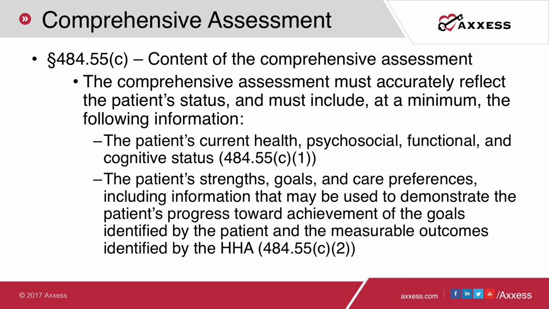Next, we see the content of the comprehensive assessment, and we see some new information here. We see here that the comprehensive assessment must accurately reflect the patient's status and must include at a minimum the following information. We see the patient's current health, psychosocial, functional, and cognitive status. Now, psychosocial status refers to an evaluation of his or her mental health, their social status, and functional capacity within the community by looking at issues surrounding both their psychological and their social condition. For example, their education, their marital history. And that's intended to screen for potential issues that might complicate or interfere with the delivery of the agency services and the patient's ability to participate in their own care.